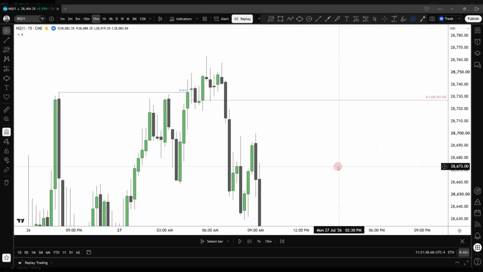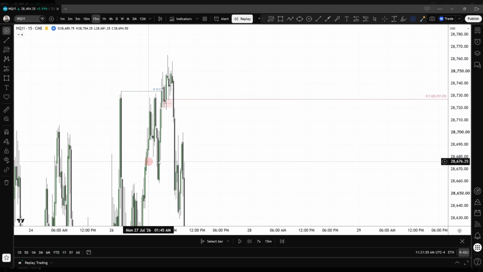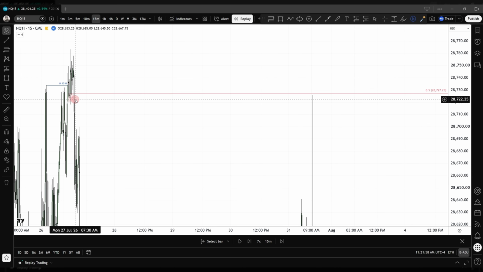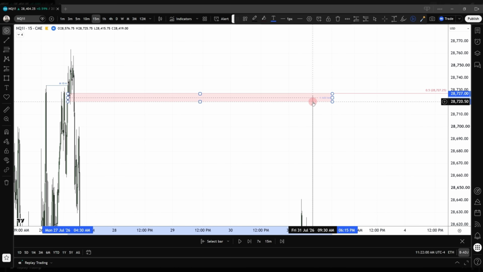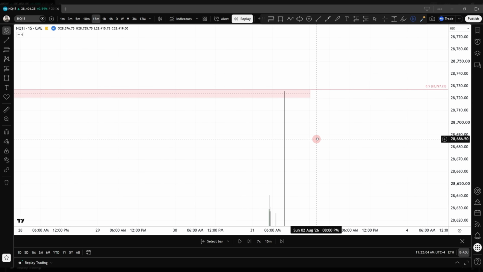Okay, so let's mark that up. And note that this is a 7-point range. Okay, then let's extend it. And you can see already that that zone was very strong resistance.